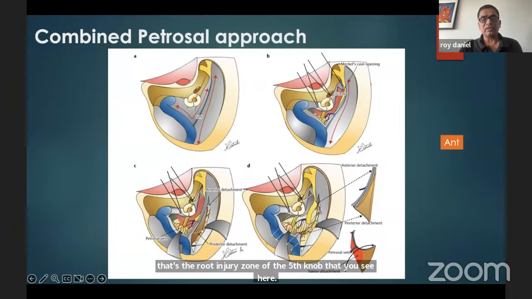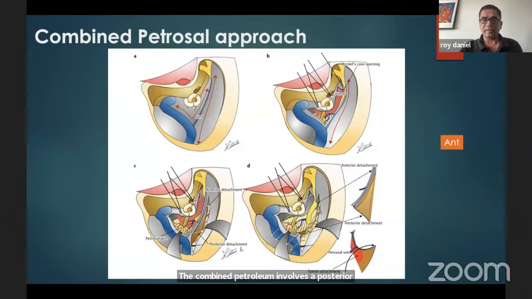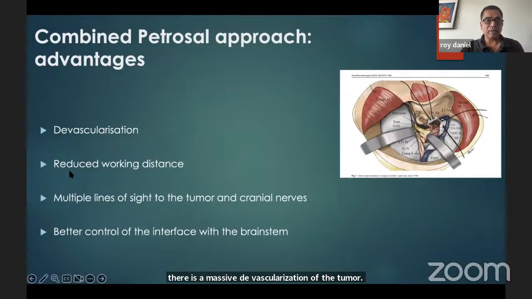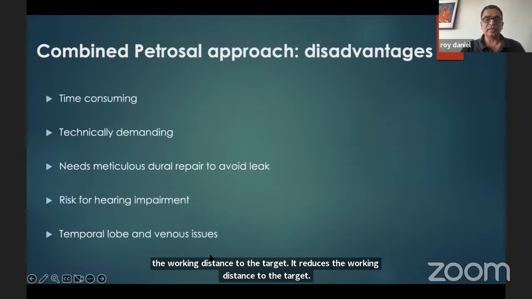The combined petrosal involves a posterior petrosectomy as well, in addition to the anterior petrous bone. And what are its advantages? The advantages, especially for meningiomas, if you do a combined petrosal, is that there is a massive devascularization of the tumor. It reduces the working distance to the target. It gives you multiple lines of sight and very good control of the interface with the brainstem.